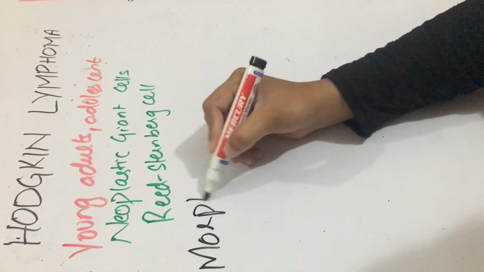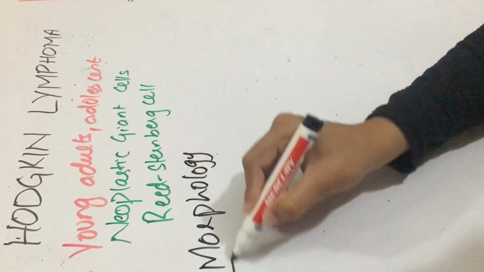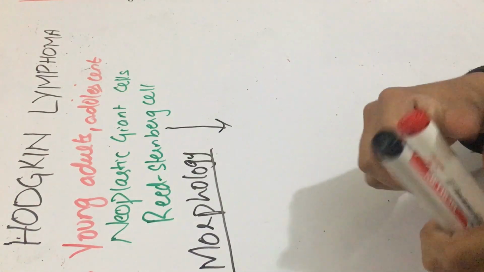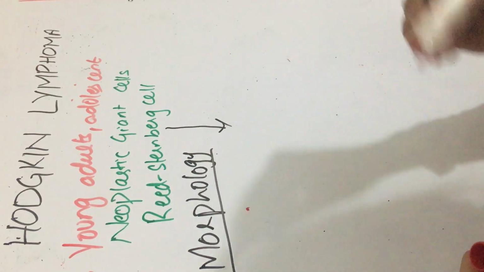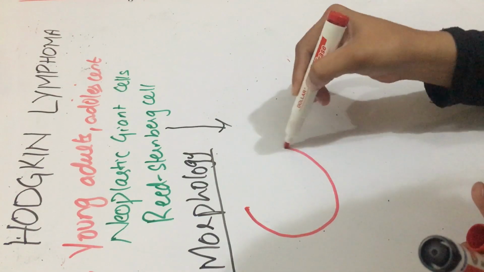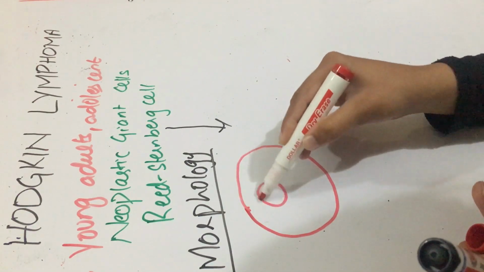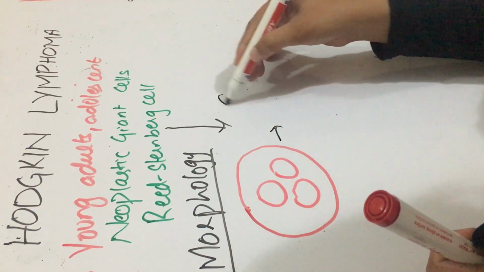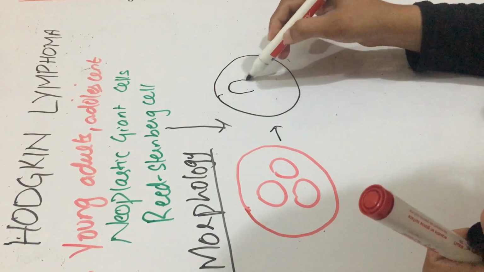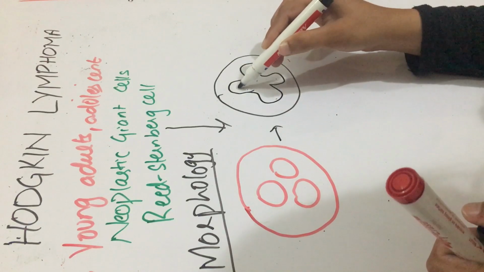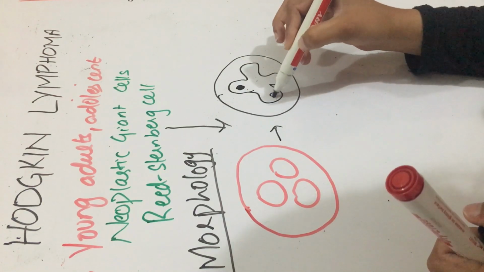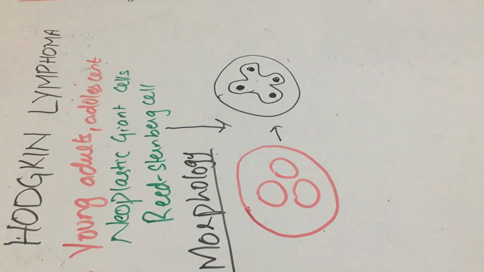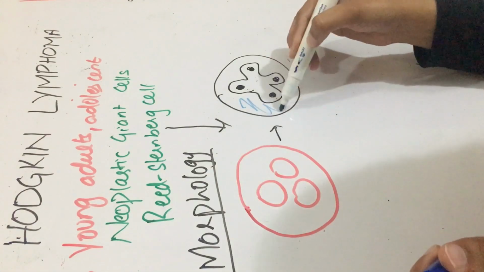Now we discuss the morphology of Hodgkin lymphoma. We will mainly focus on the Reed-Sternberg cell. The Reed-Sternberg cell is a large cell with multiple nuclei because it is a neoplastic giant cell. Or it could be a single nucleus with multiple lobes, and each lobe has its separate inclusion-like nucleolus. There is abundant cytoplasm.